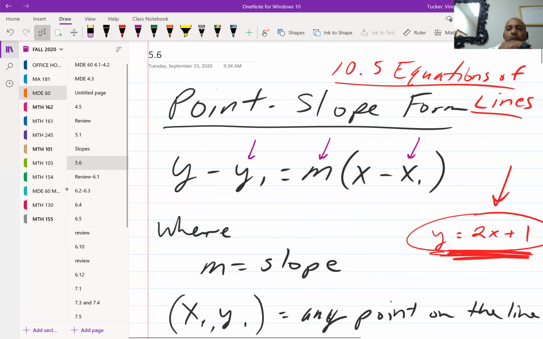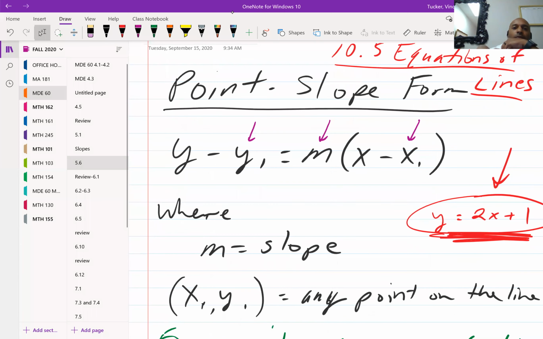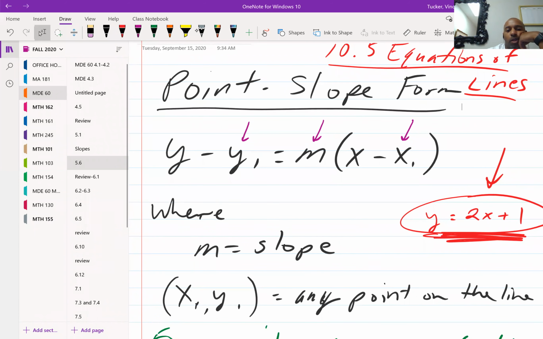All right. So the next type of formula we will be dealing with in this section is the point slope formula. It's y minus y1 equal to m times x minus x1. Where m, just like before, is your slope. X1, y1 would be any point on the line.